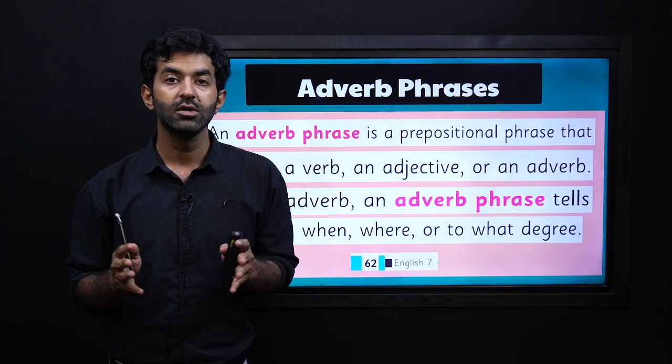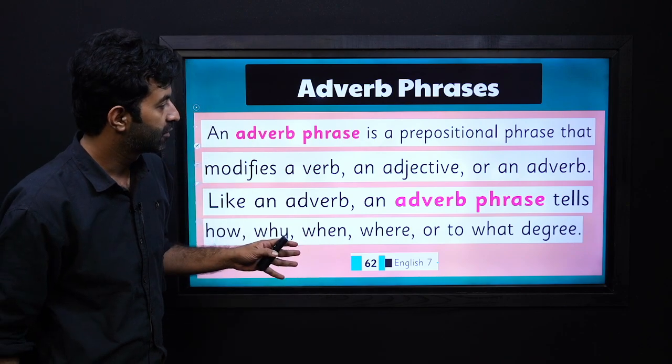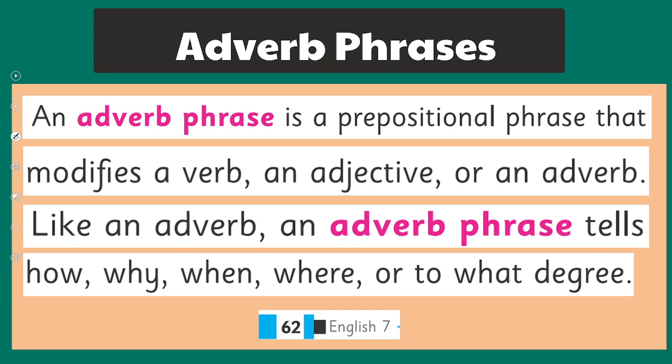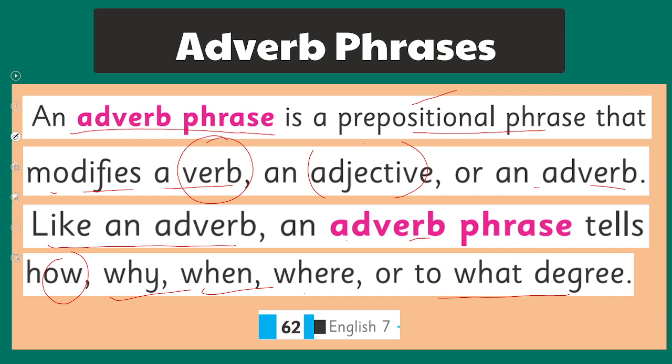Now, students, let's talk about adverb phrases. An adverb phrase is a prepositional phrase that basically modifies a verb. It means that your adverb phrases will have prepositional phrases as well. It will modify a verb, an adjective, or also an adverb. Just like an adverb, an adverb phrase tells how, why, when, where, or to what degree some action happens.